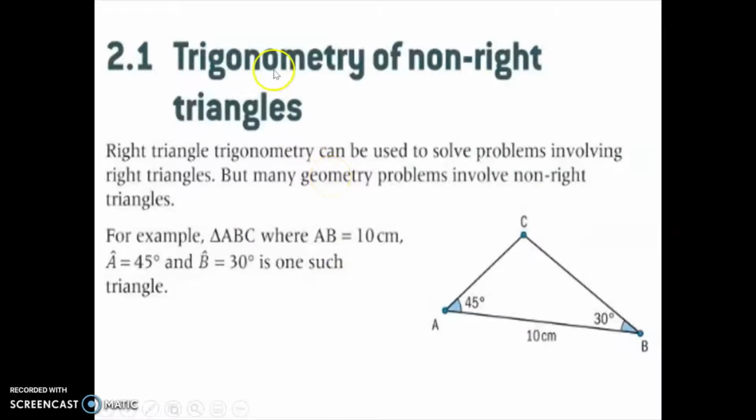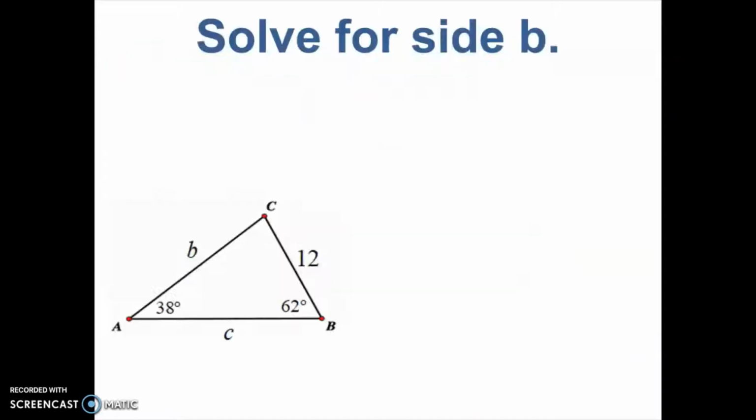So that brings us into trigonometry of non-right triangles. Right triangle trigonometry can be used to solve problems involving right triangles, as we just saw. But many geometry problems involve non-right triangles. For example, this triangle here. We know two angles, we know a side here. It's not a right triangle. Can we solve anything in there? Do we have any rules for that? Well, that's what this lesson is all about. Let's get into it a little more.